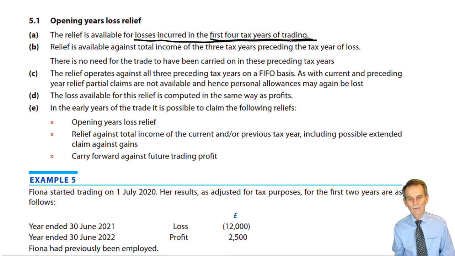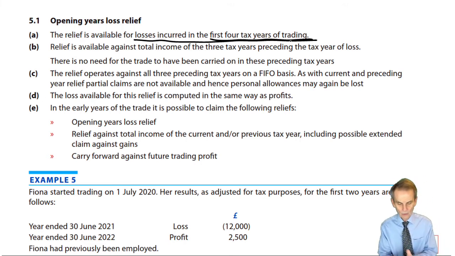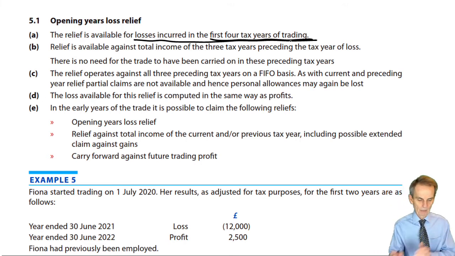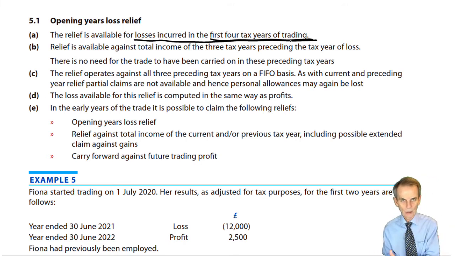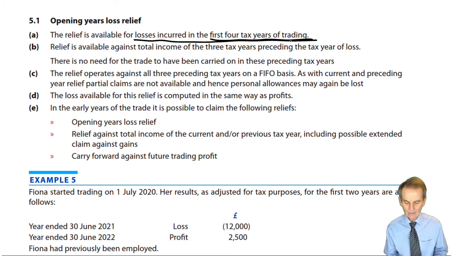So in the first 4 tax years, going through using your normal basis periods from actual through to CYB, if we get at the end of that exercise for the basis period, using our correct basis of assessment, a loss figure, then instead of using just the loss reliefs that we've seen so far, we have this new specialist relief that is available to us.